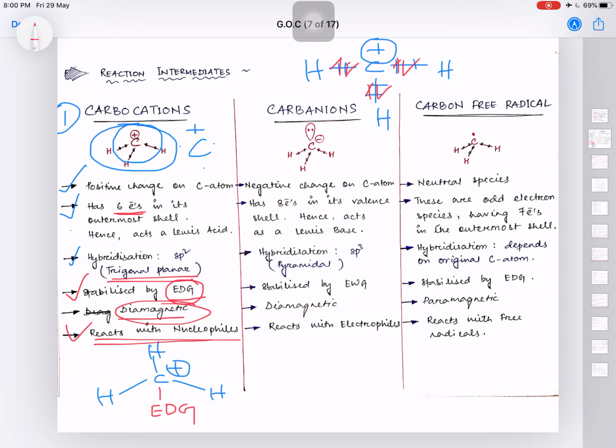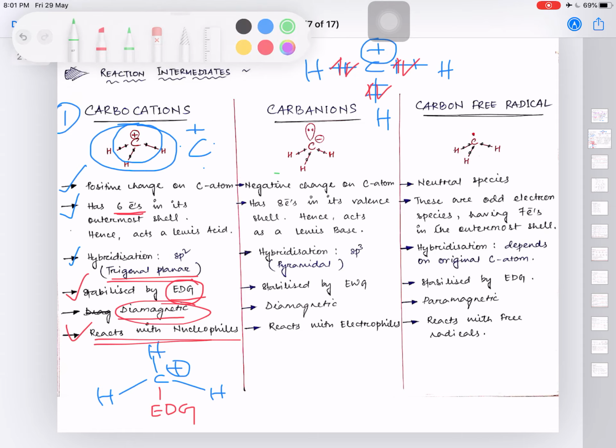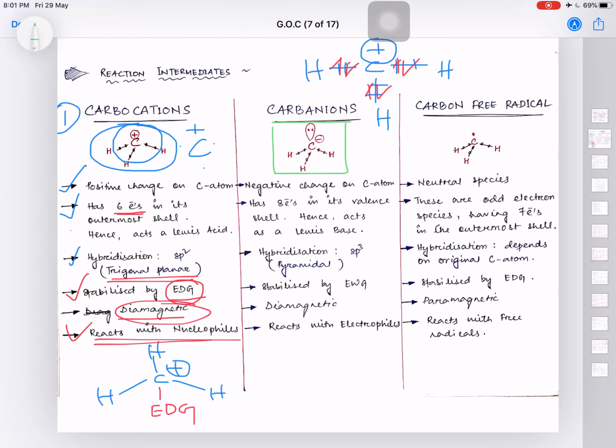So let us come to the next intermediate, the carbanion. Carbanions have one extra electron, means carbon will have 5 electrons in its valence shell plus 3 electrons it will get from 3 hydrogens. So total it will have 8 electrons. You see this structure, this carbon is forming 3 bonds with 3 hydrogens. Since it has one extra electron, total in its valence shell it has 8 electrons, means the octet rule is followed in this carbanion. It is very very stable.